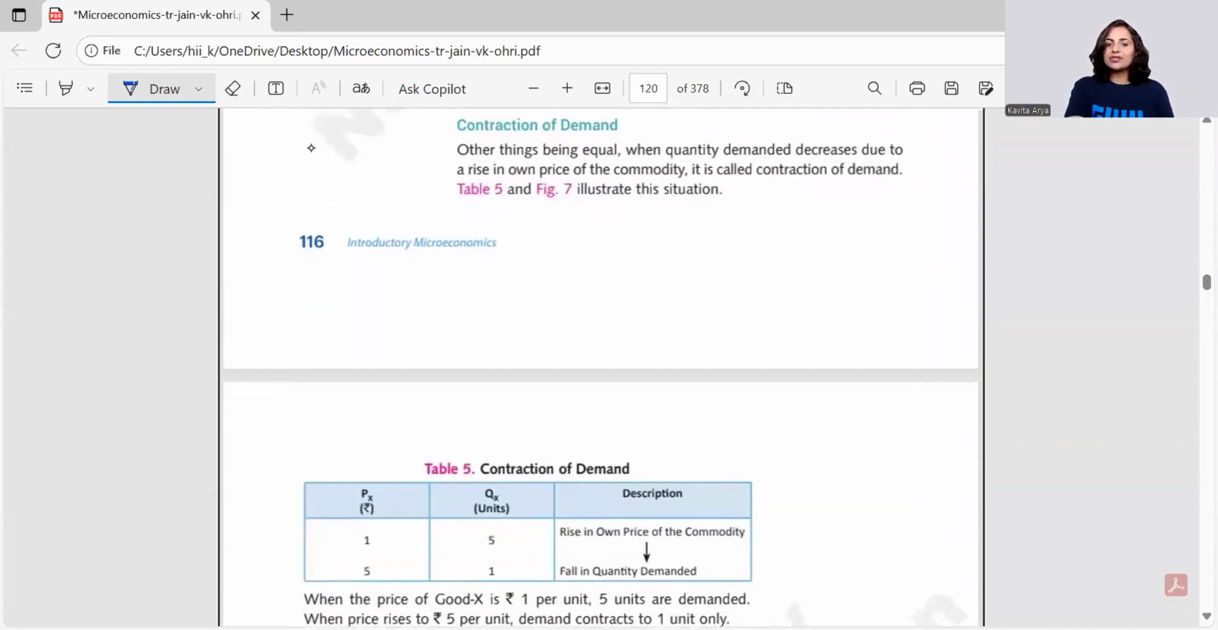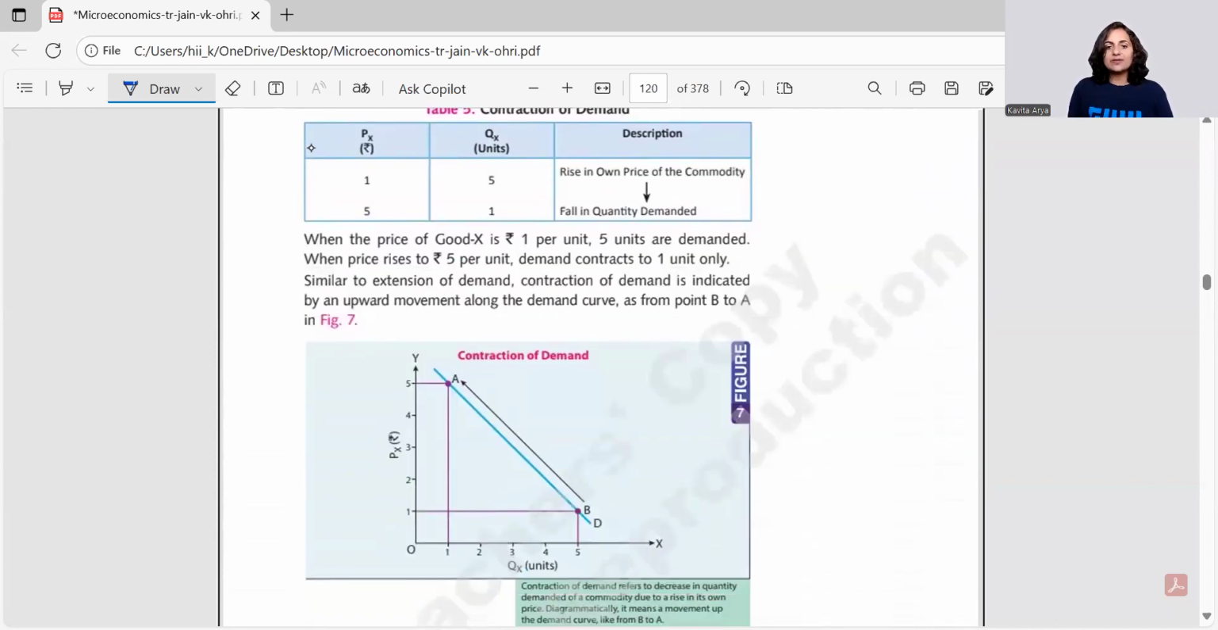Okay, contraction means other things remaining the same, rise in own price. So how it behaves, from 5 it becomes 1, and now the contraction happens. We do call it upward movement. Upward movement, because the quantity has contracted from 5 to 1.